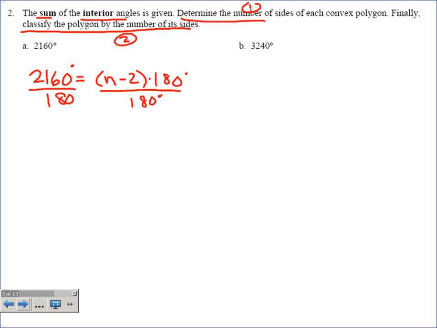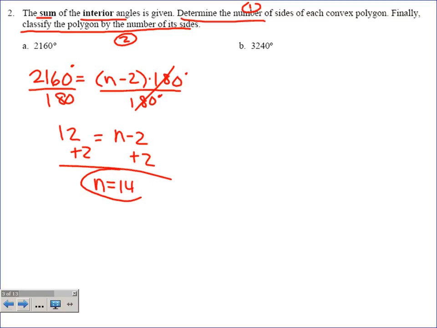Okay, so these will cancel. Hold on, we have n minus 2 equals, what does that equal for us? And ideally you have calculators in front of you, so what does that equal, everybody? 12. So 12 equals n minus 2. What do we do now, Tyler? Add 2 to both sides. It says n equals 14.